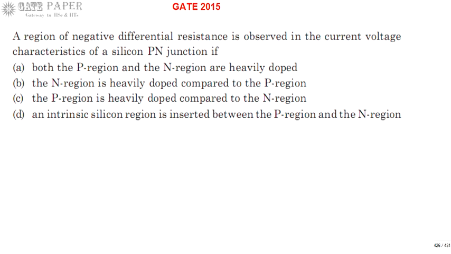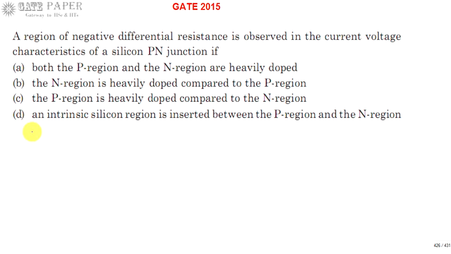B. If N region is heavily doped than P region. C. If P region is heavily doped than N region. D. An intrinsic silicon region is inserted between P and N regions. Okay, so these are the four options, out of which, in which case the differential resistance is going to be negative. First we must understand what is meant by differential resistance.